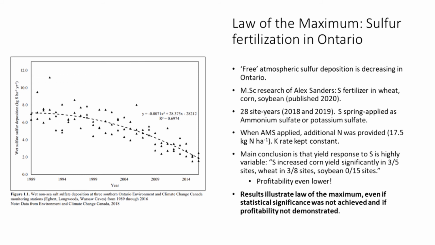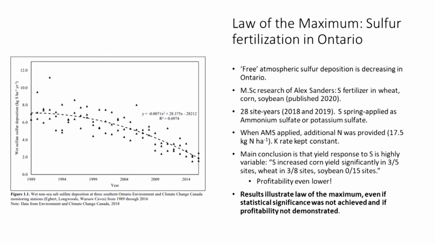As background to this research, starting in the 1990s, the amount of so-called free sulfur that Ontario farmers were receiving declined from about 7 kilograms of sulfur per hectare down to about 2 nowadays. We're getting less atmospheric sulfur deposition because sulfur pollution is lower, and so maybe there's a yield benefit to now applying sulfur fertilizer. That was basically what Alex studied.